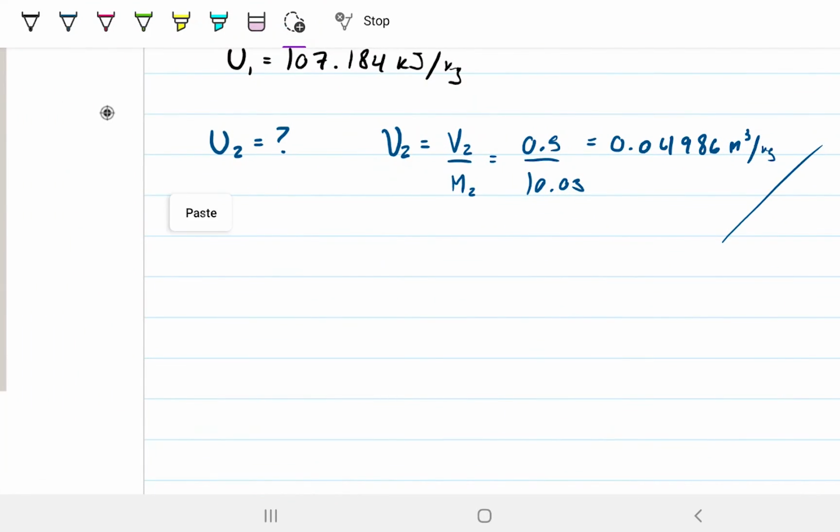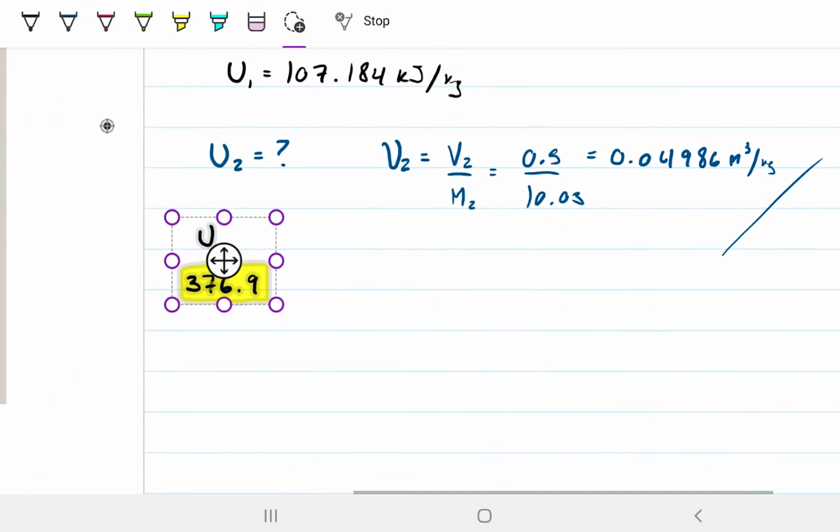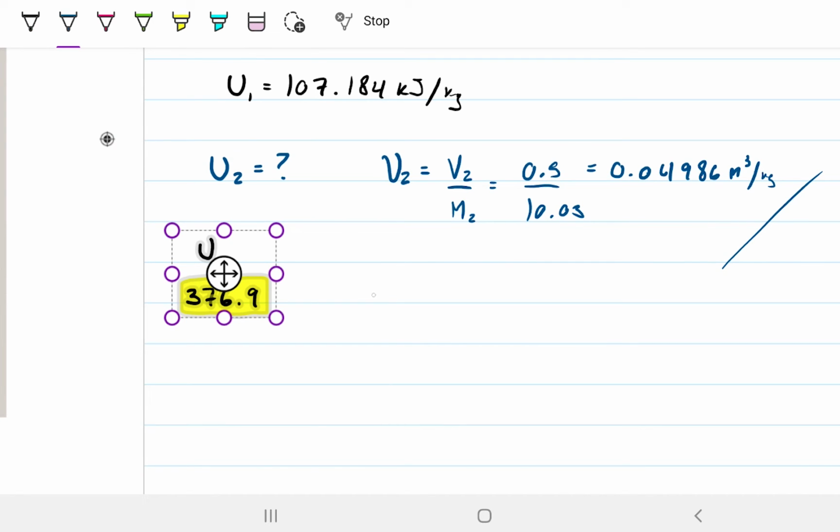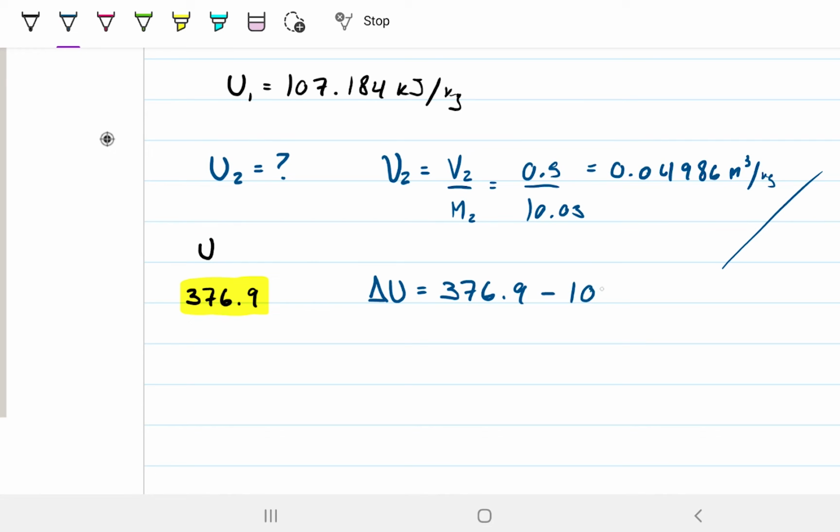Okay, so now we have the value for U2. And if you recall why we're doing all this, it's because we want to find the delta U, the difference in internal energy. We're going from 376.9 and we're coming from 107.184. Both are in the same units, kilojoules per kilogram, so we can subtract that without any problem.